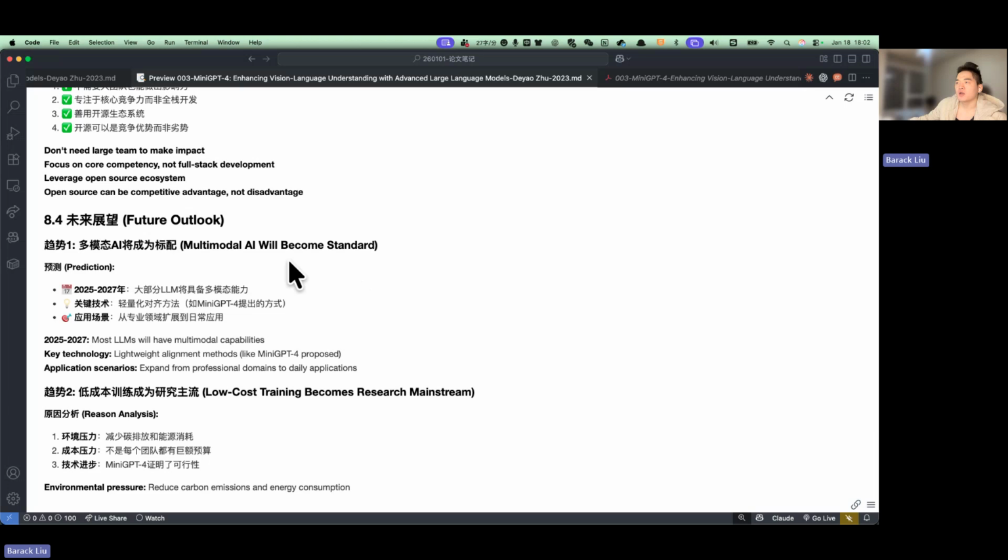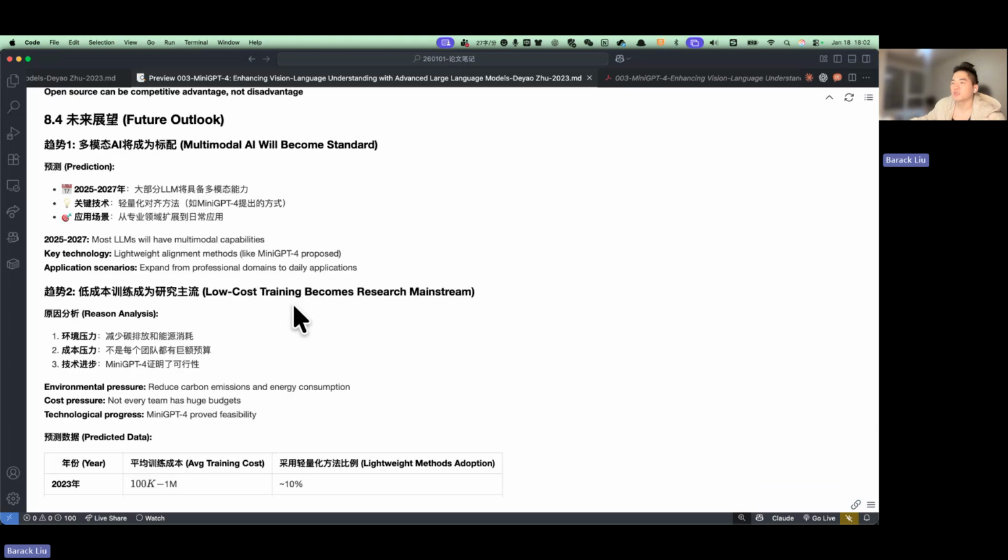Future outlook: multimodal AI will become standard. From 2025 to 2027, most LLMs will have multimodal capabilities. Key technologies: lightweight alignment methods like MiniGPT-4 proposed. Application scenarios: expand from professional domains to daily applications.